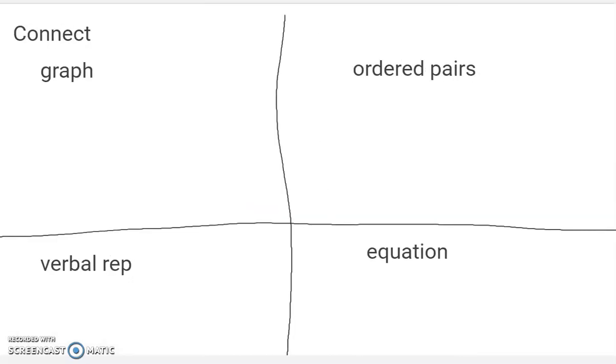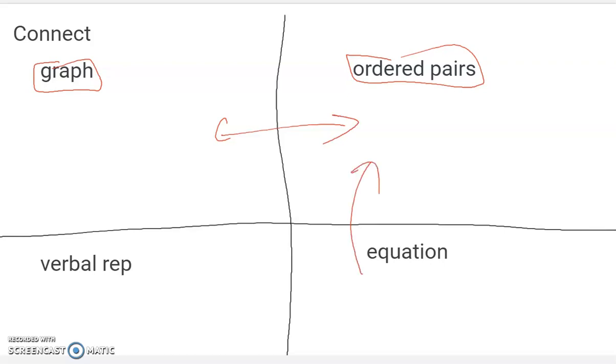So we've been looking at relations for a few days. Sometimes we graph relations. Sometimes we just get ordered pairs that we can turn into a graph, and we can turn a graph into ordered pairs. Sometimes we get an equation that we could turn into ordered pairs, that we could turn into a graph if we wanted. Sometimes we get a verbal representation that we can turn into ordered pairs, that we could turn into a graph if we wanted. We've looked at all four quite a bit.